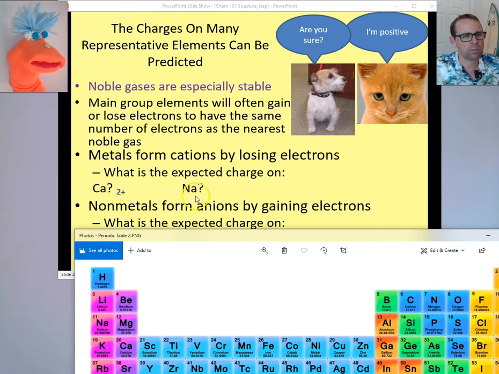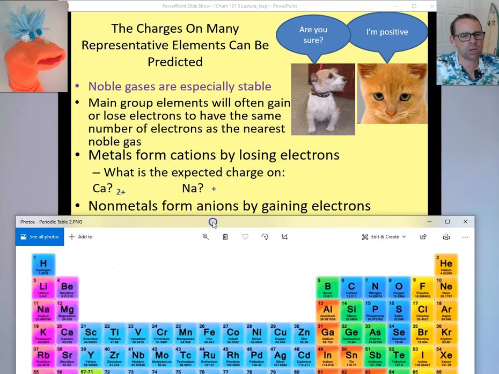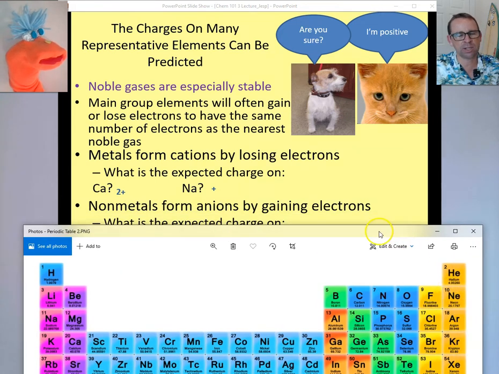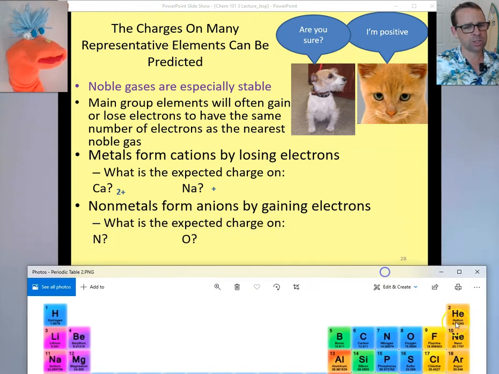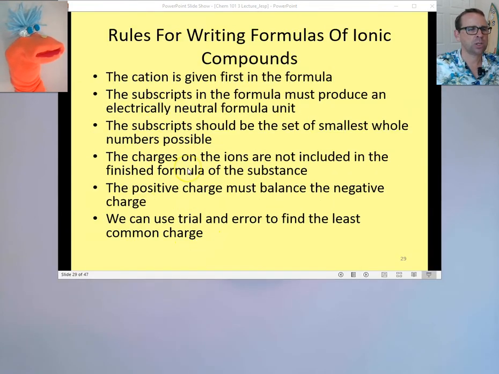How about sodium? +1. Very good. It's at 11 here, and it's going to want to have 10 electrons to have an electron configuration similar to that of neon. How about nitrogen? What is it going to want to do? Here's nitrogen here. Will nitrogen gain 3? That's right. Nitrogen will gain 3, and what kind of a charge does that make on it? A -3. Very good. And oxygen? -2. Excellent job.